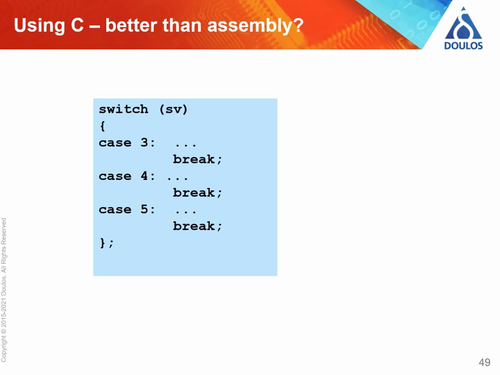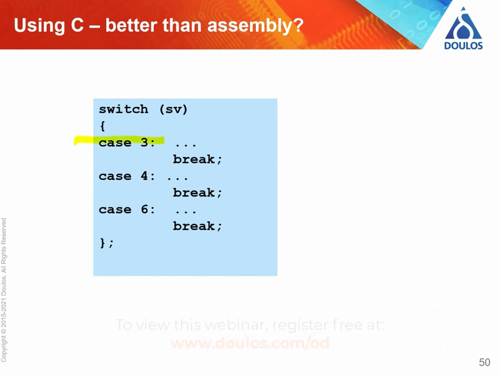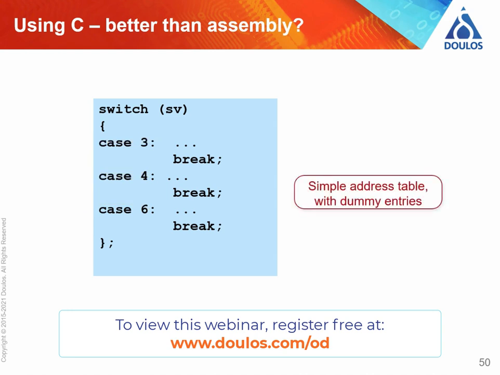Here we have another switch. In this case we've got 3 incrementing ints. Well, we'd expect a compiler in this case to actually convert that into a simple address table, where the addresses are just incrementing. In this next switch statement we've got 3 numbers incrementing, but there's a gap. So what would we expect? Well, probably just a simple address table with some dummy entries.